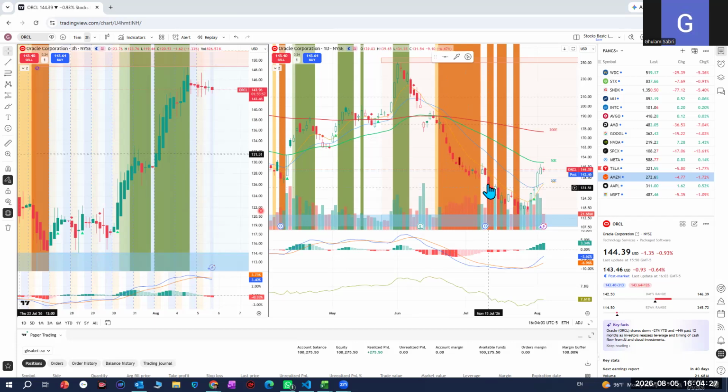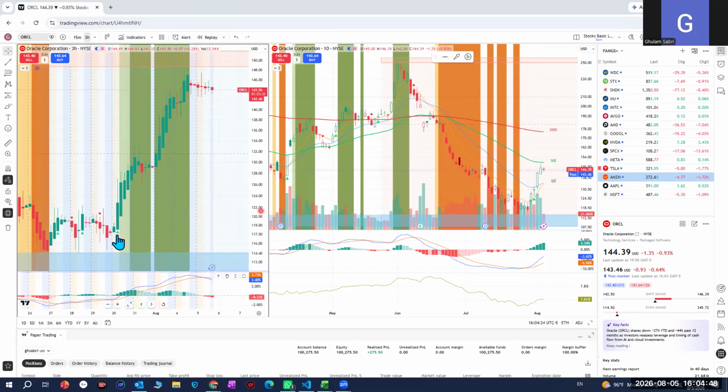Has it come down to this place? No, I will not give an entry. I will only give an entry when the PPO crosses this and it turns to green. Now, in case of Oracle, it already came down from 247 to 118 or something like that. That was a total disaster for the stock, more than 60%.